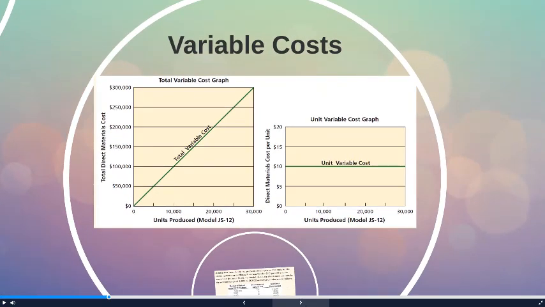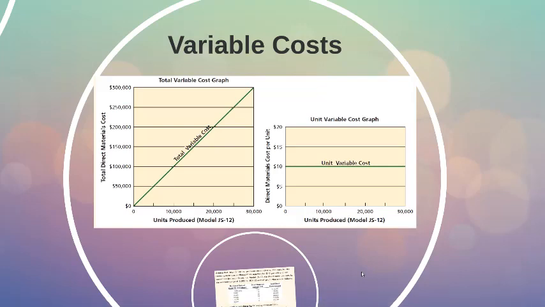Let's take a closer look at what this means. So for variable cost, they vary in proportion with the changes in the activity. Therefore, if we look at it on a graph, as our units produced increased, so will the direct materials or our variable cost in total. But if we're looking at it on a per unit basis, that isn't going to change. It's going to be that $10 every unit, no matter how many units we produce on a per unit basis.